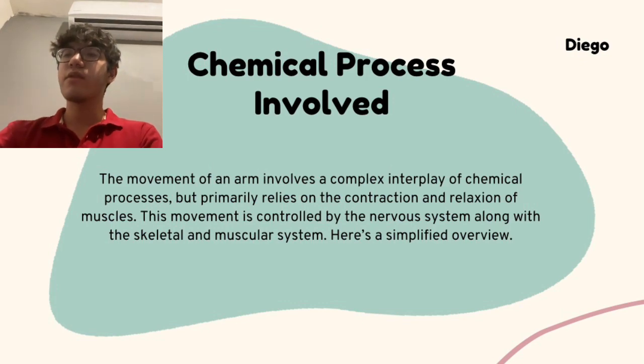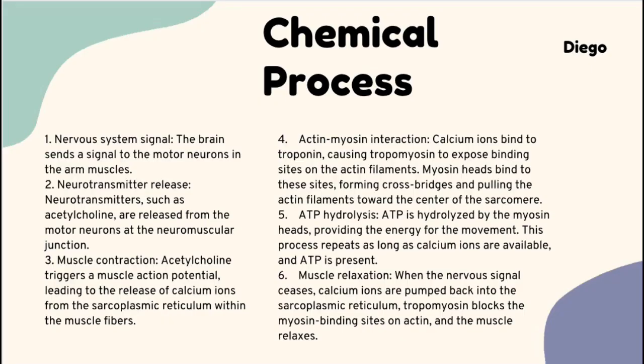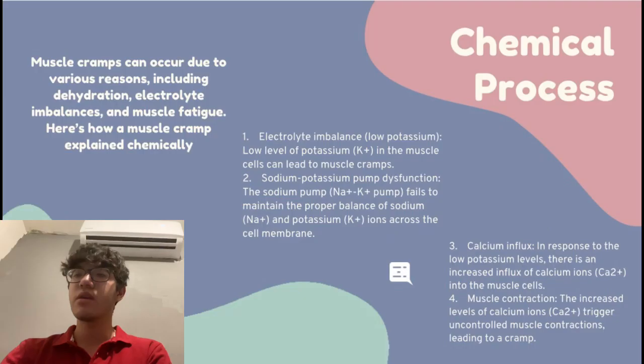The movement of an arm involves a complex interplay of chemical processes, but primarily relates to the contraction and relaxation of muscles. This movement is controlled by the nervous system along with the skeletal and muscular system. Muscle cramps can occur due to various reasons, including dehydration, electrolyte imbalance, and muscle fatigue.